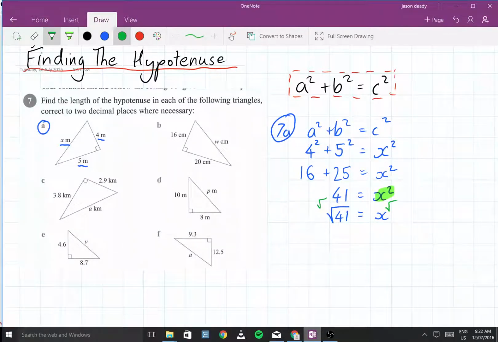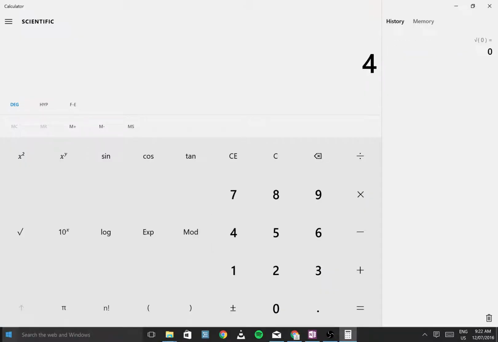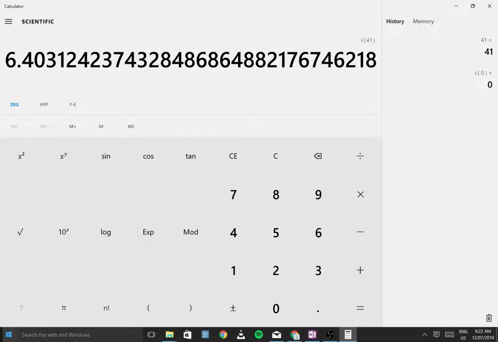Now when I put that into my calculator, I go square root, and I pick that little tick button there. Sorry, it wants the 41 first, then I square root it, and I get 6.403. The question said 2 decimal places, so I'll write that down, 6.4031.